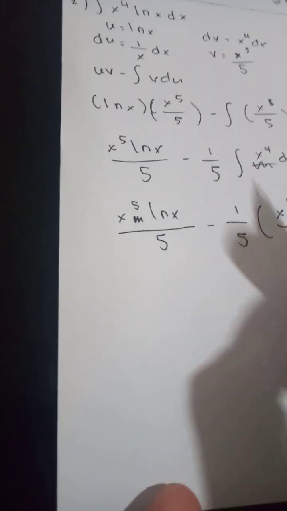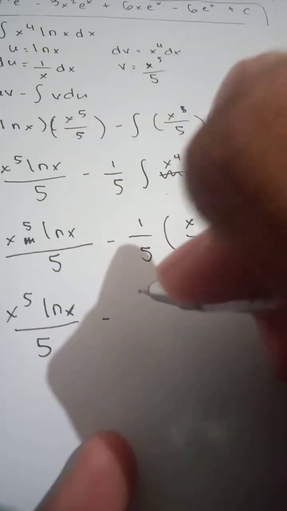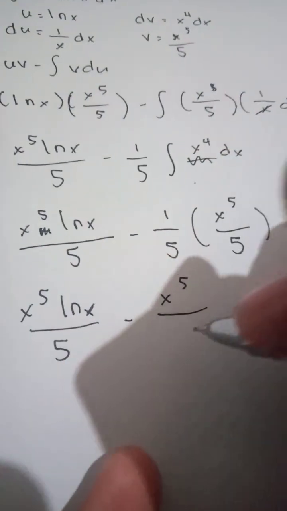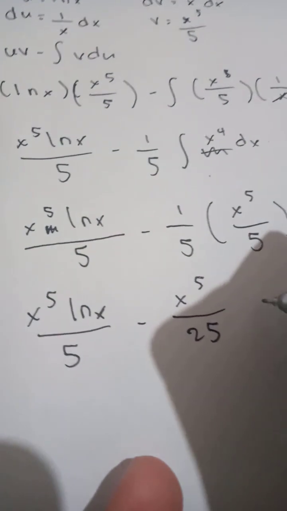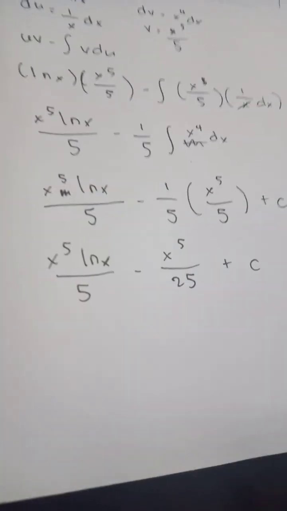Now I have to multiply them, which is going to come out x to the 5th ln x over 5 minus x to the 5th over 25 plus c. And that is our answer for example 2.